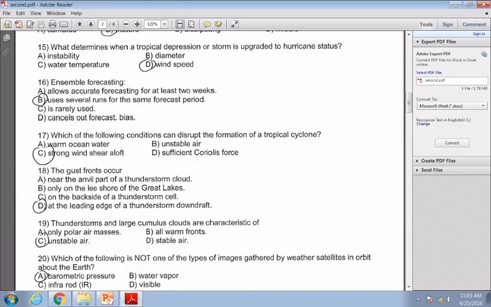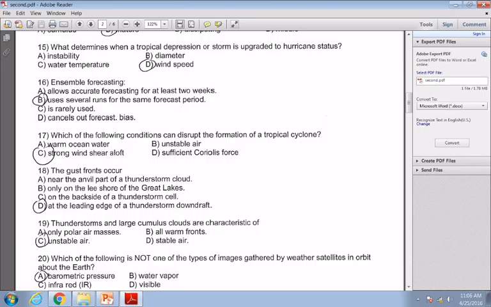Question 17, which of these can disrupt the formation of a tropical cyclone? The best answer is C, that actually wind shear aloft is bad for hurricanes and good for tornadoes, if you're trying to get a hurricane and trying to get a tornado. So that's the best answer, C. 18, gust fronts occur. D, they're a part of the downdraft, so they actually are on the leading edge of a downdraft of a thunderstorm.